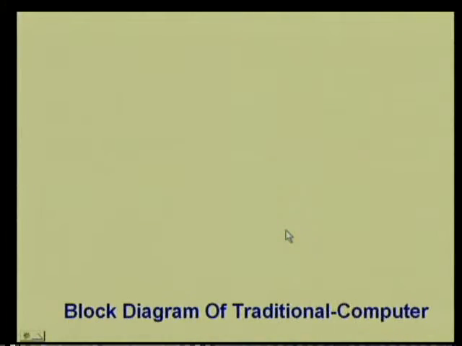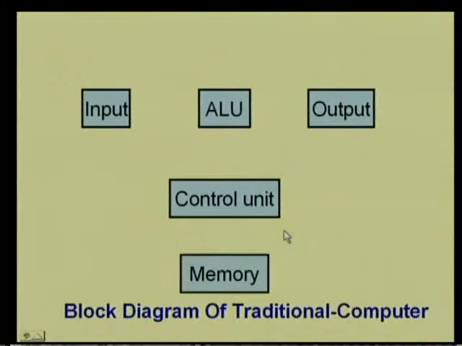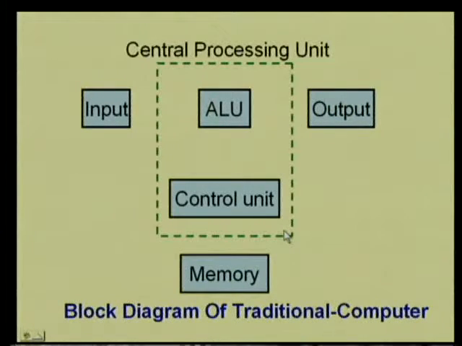Now let us see the block diagram of a traditional computer and its function. A traditional computer consists of an arithmetic logic unit, a control unit, input device, output device, and memory. The arithmetic logic unit and control unit combinedly are known as the central processing unit. This central processing unit can take data from the input device and it can write data into the output device, and it can also access memory in both directions, that is it can read memory or write memory.